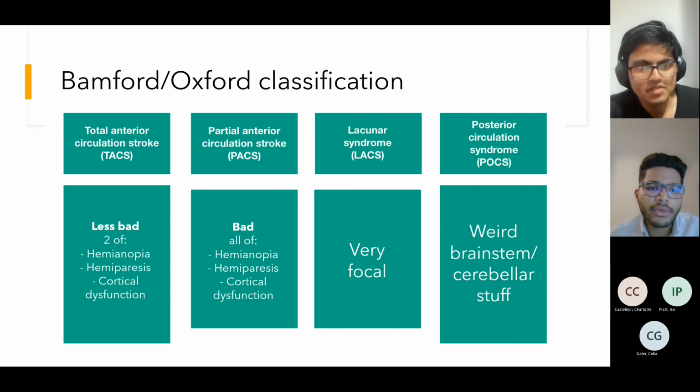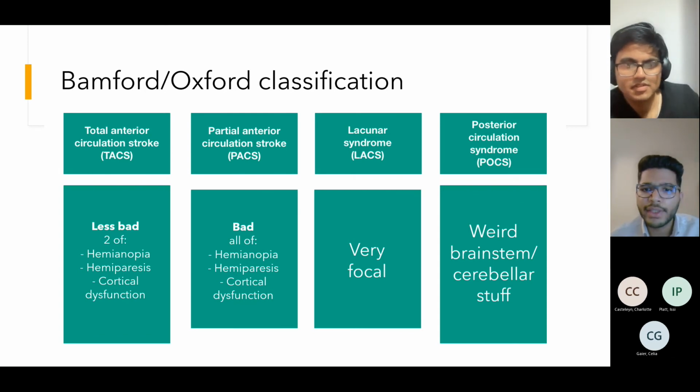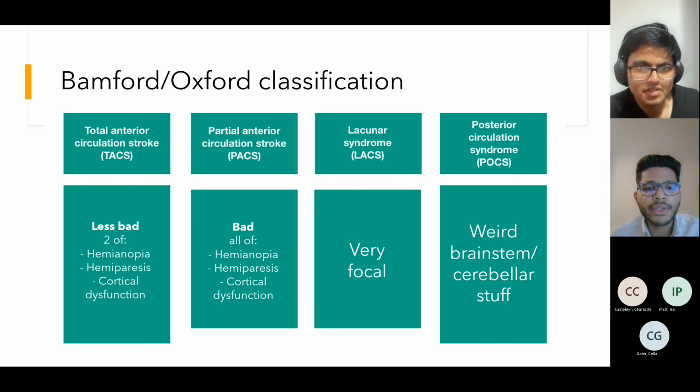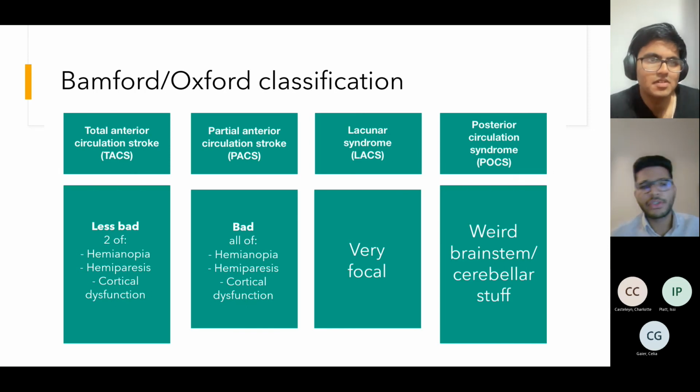Then you can have your lacunar syndromes, which are really focal. So if somebody has a pure motor or a pure sensory stroke, they've got just left hand weakness, but no sensory deficit whatsoever. That's a lacunar stroke. And then you have your posterior circulations, which are all weird brainstem cerebellar stuff. So all of your cerebellar signs, all of your cranial nerve signs, any of those just bunch into posterior.